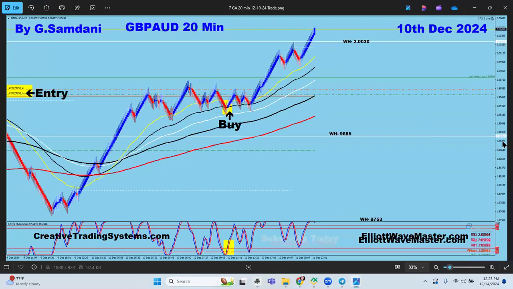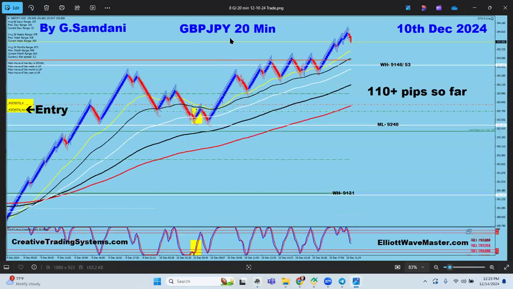Then this pound yen again keeps going to the upside. That was the trade I closed. Then the next day on the 10th, this is the entry here. This was the entry I took, but then it got knocked out and a 10 pip loss. And then here another entry for a 110 pip trade.